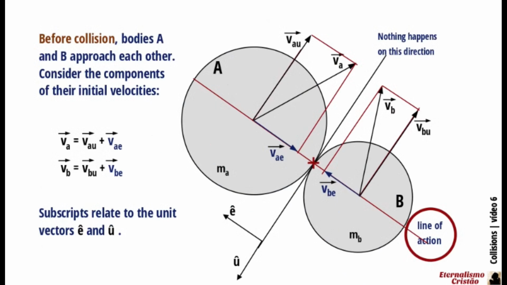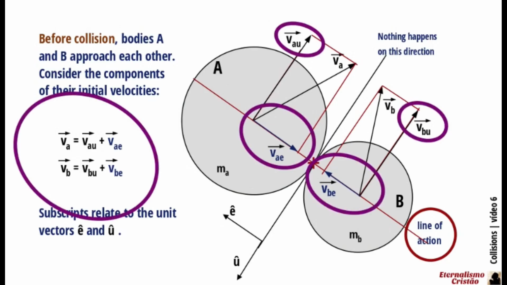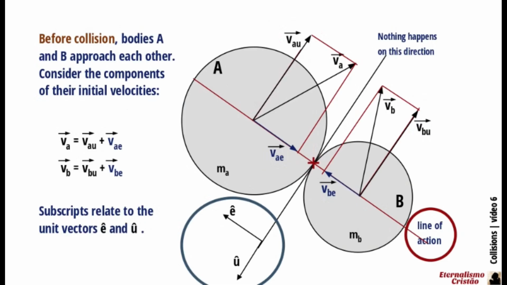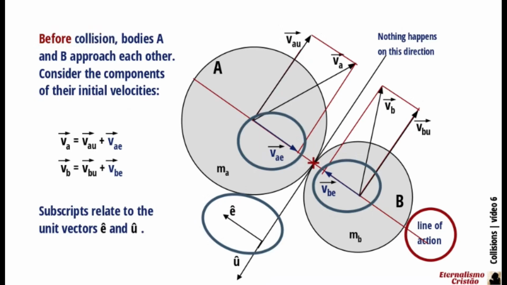Before collision, bodies A and B approach each other. Consider the components of their initial velocities. Unit vectors, E and U, are of utmost importance. Everything happens along the direction of unit vector E.